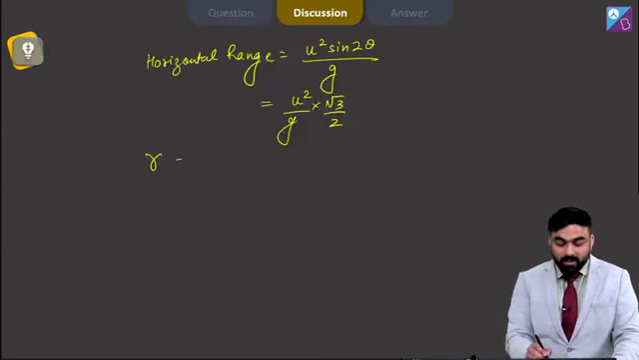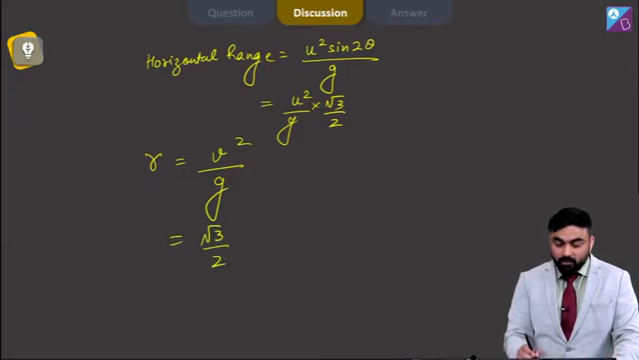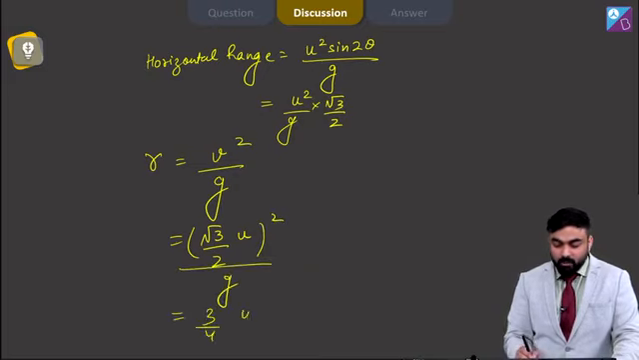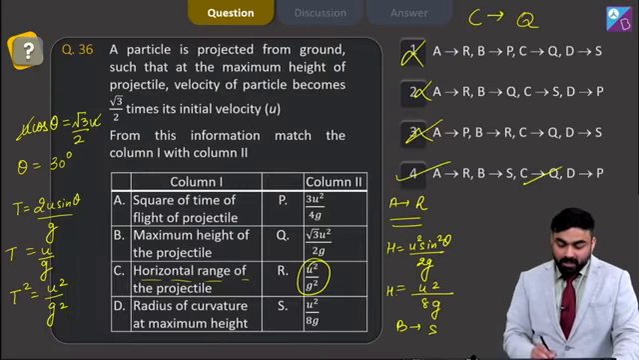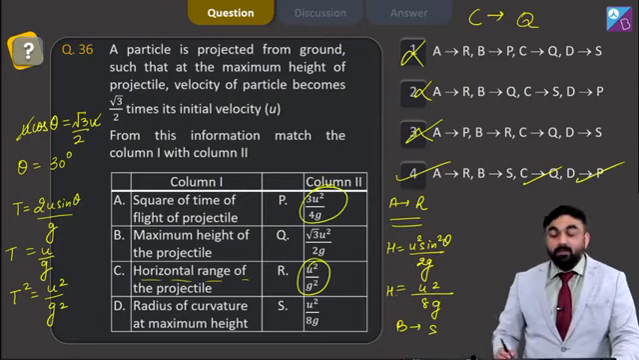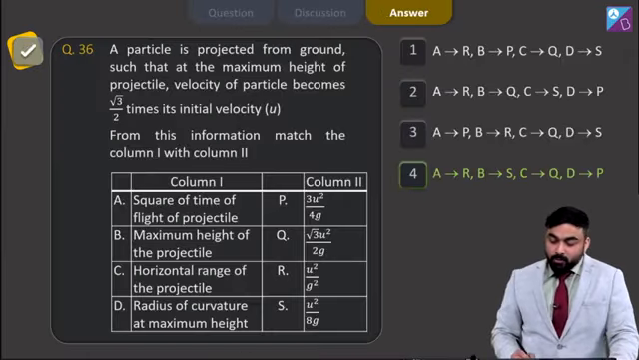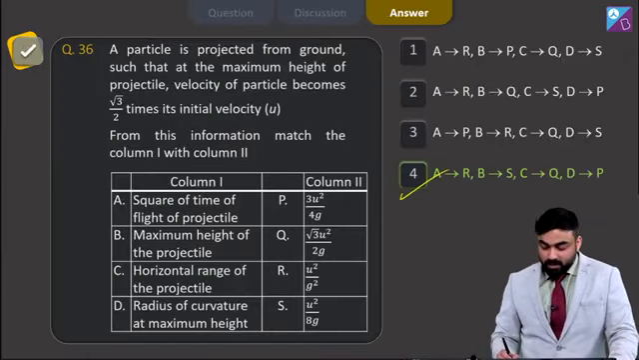So radius of curvature is given by v square over g, correct. So this will be root 3 by 2 u whole square over g, that is 3 by 4 u square by g. Therefore D should be matched with P here. So option number 4 is the correct answer. Let's verify this with the answer slide. So option number 4 is the correct answer here.